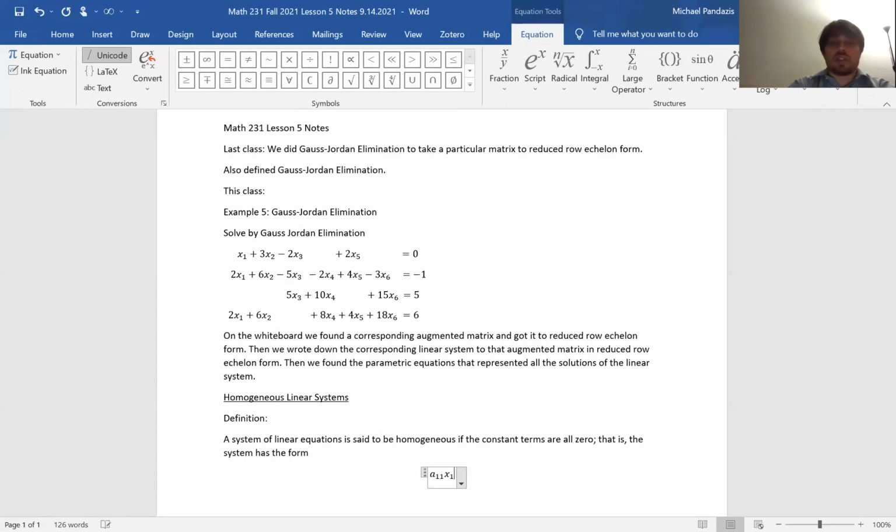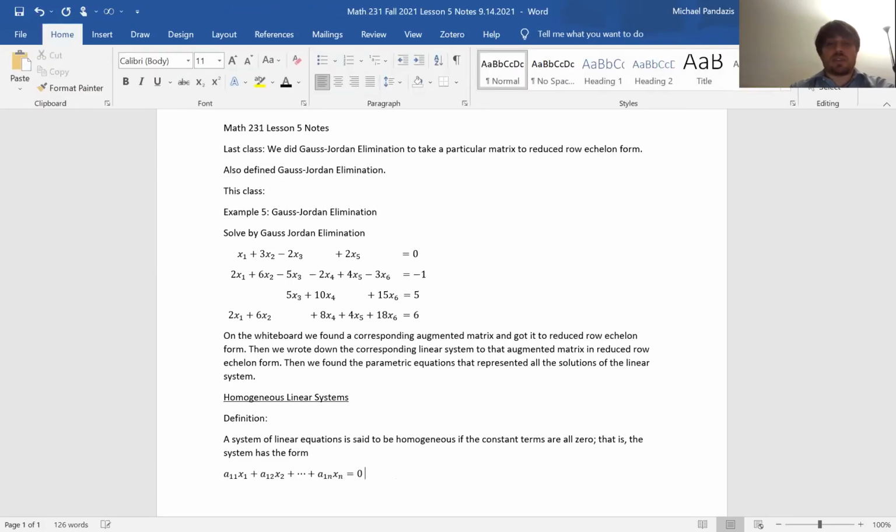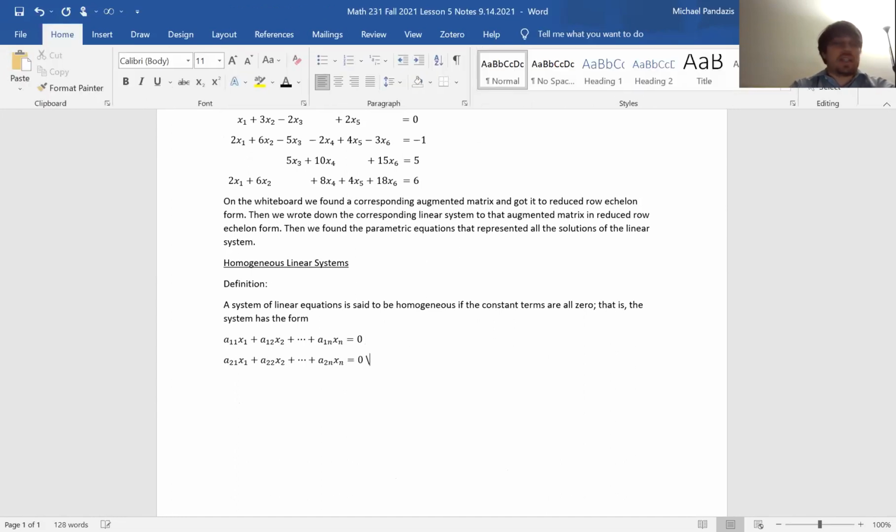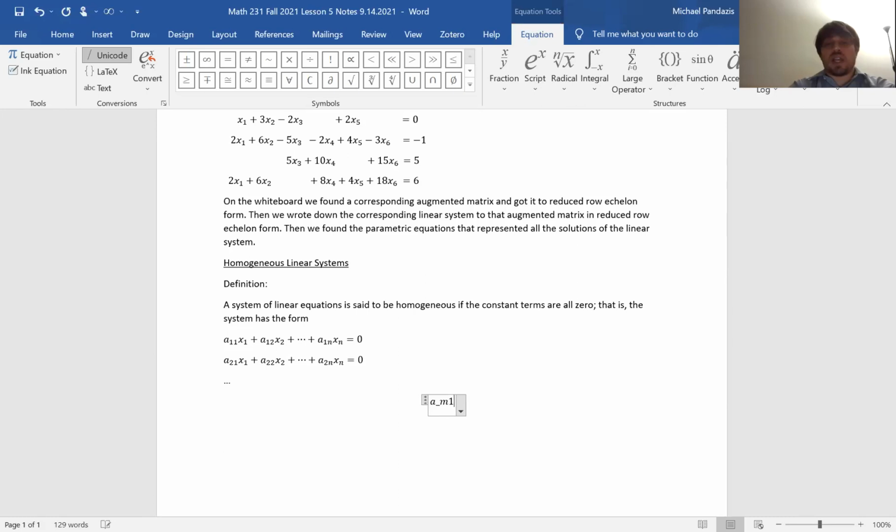A11 x1 plus A12 x2 plus ... plus A1n xn is equal to 0. So that's the first equation. The next one is A21 x1 plus A22 x2 plus ... plus A2n xn is equal to 0. Okay, and then you continue. And the last row is, so there are m rows, this is Am1 x1 plus Am2 x2 plus ... plus Amn xn is equal to 0.